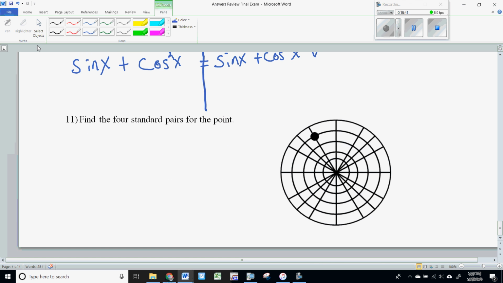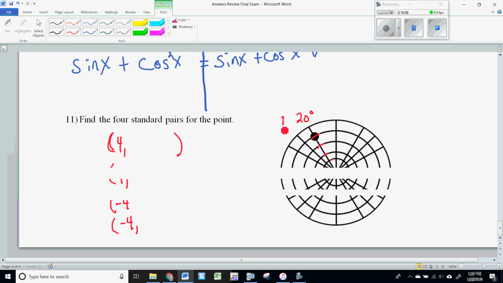And our last problem here deals with our polar coordinates. The first thing you want to figure out, remember, is which ring is it on? 1, 2, 3, 4. So we have 4 for our -4, and I'm not sure what's happening with my computer here. So now we need our angle. So this angle right here is 120. So we have 4, 120.